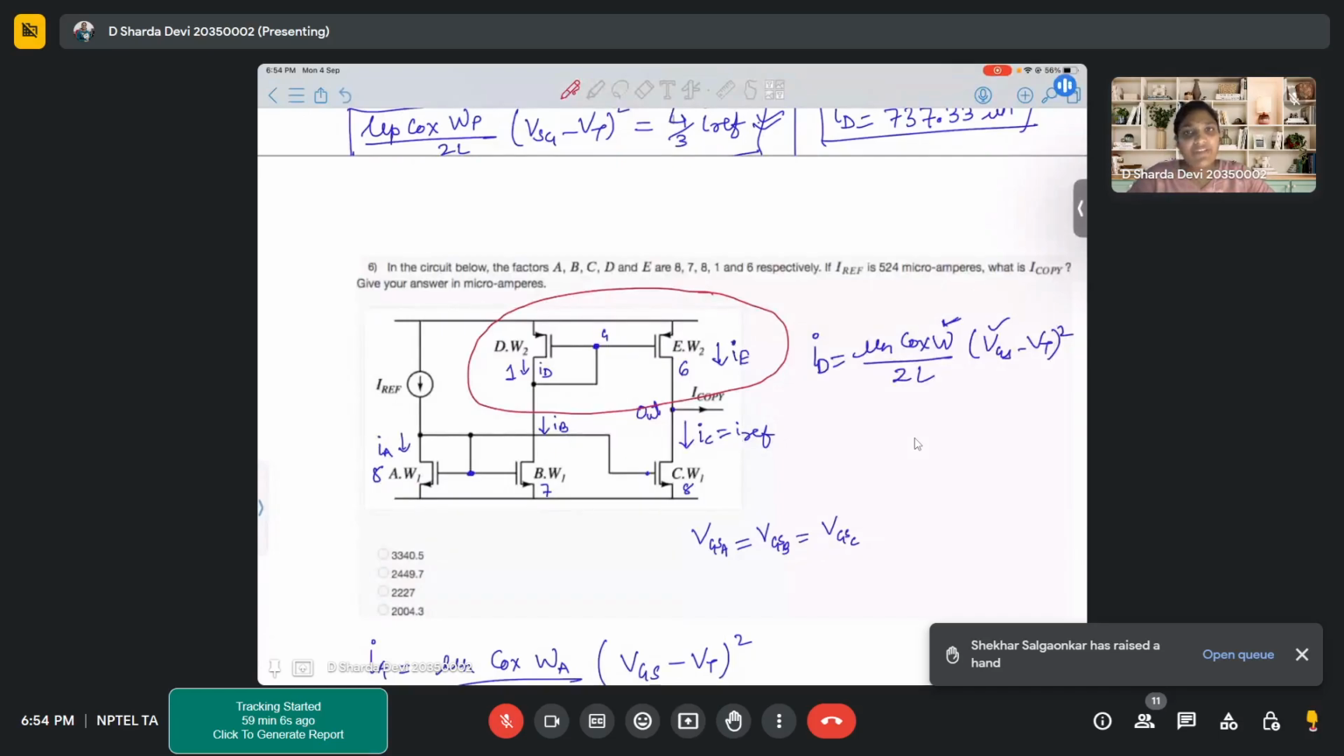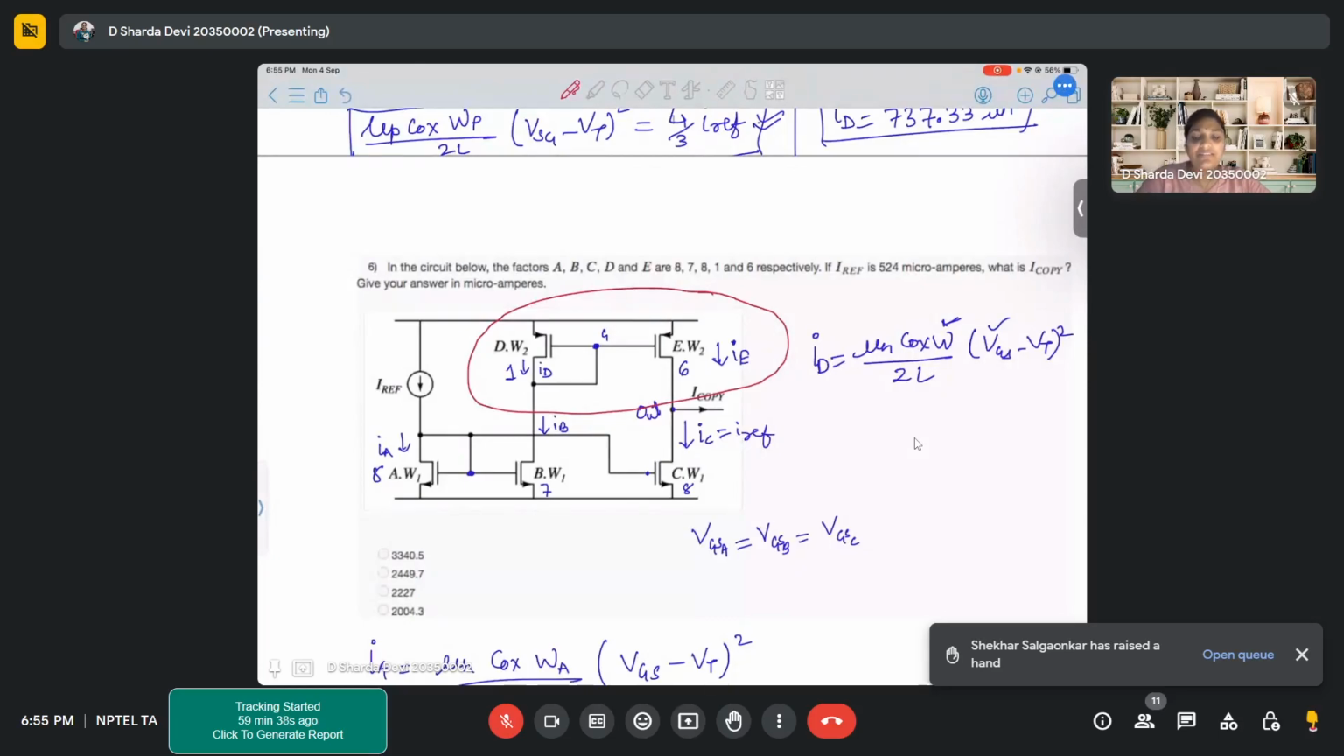Correct, ma'am? Yes, if everything is identical, your width is identical, gate source voltage is identical, definitely the same current will flow through both the branches. Only then can you call them mirror images. Otherwise, factors come into the picture. It will give you factors of the widths, the ratio of the widths, so it will become a multiplier or divider type of circuit. The current will not match.